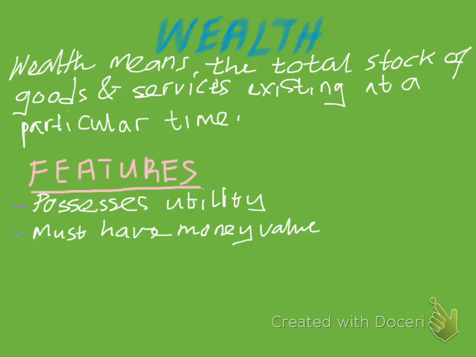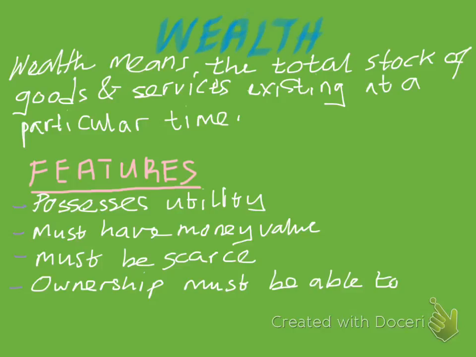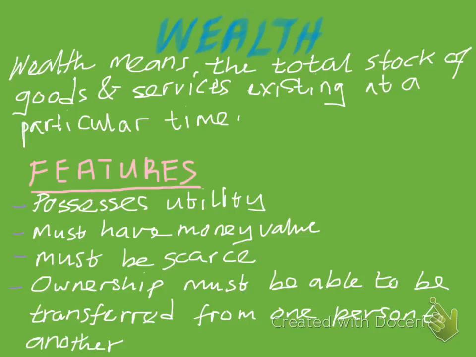Wealth must have a money value. The goods and services which consist of wealth must have a money value. You must be able to sell or put a price tag on wealth owned. Wealth must be scarce. Wealth must be limited in supply. It is not in excess. Ownership of wealth must be able to be transferred from one person to another. You can transfer your car or your money as inheritance from you to another person. That has to be a feature of wealth.